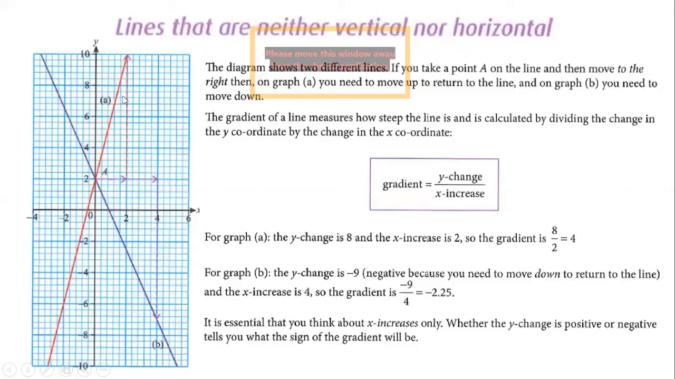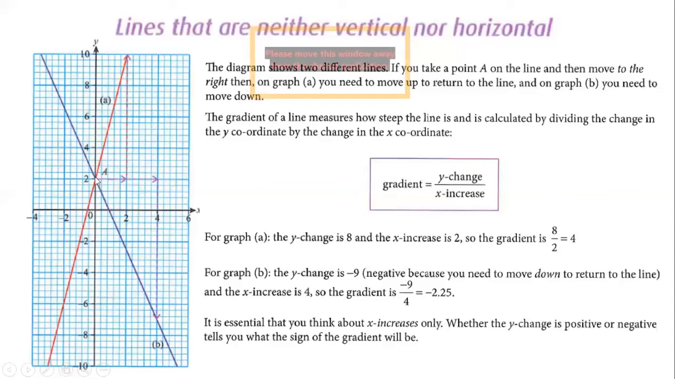So actually, when you find the equation of this line, you will have y equals 4x plus something, plus a number. Okay. For the graph B, what is the y change? Y change minus 9. Yes, take any two points. You can take any other two points that you wish. This is the first point, this is the second point. So what is the x increase from this to this?